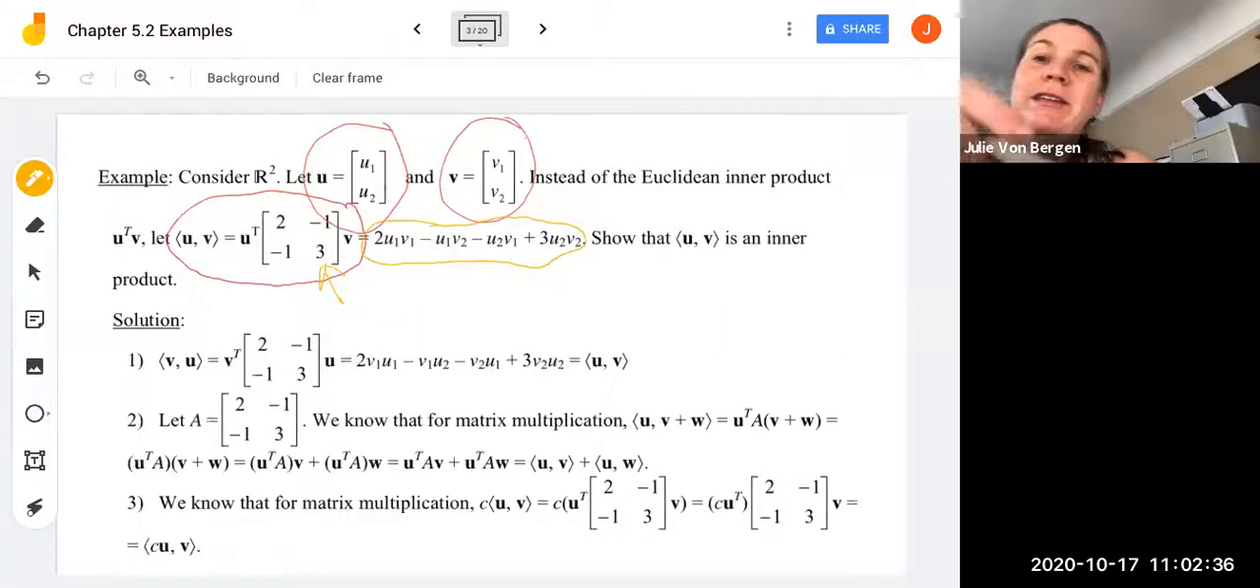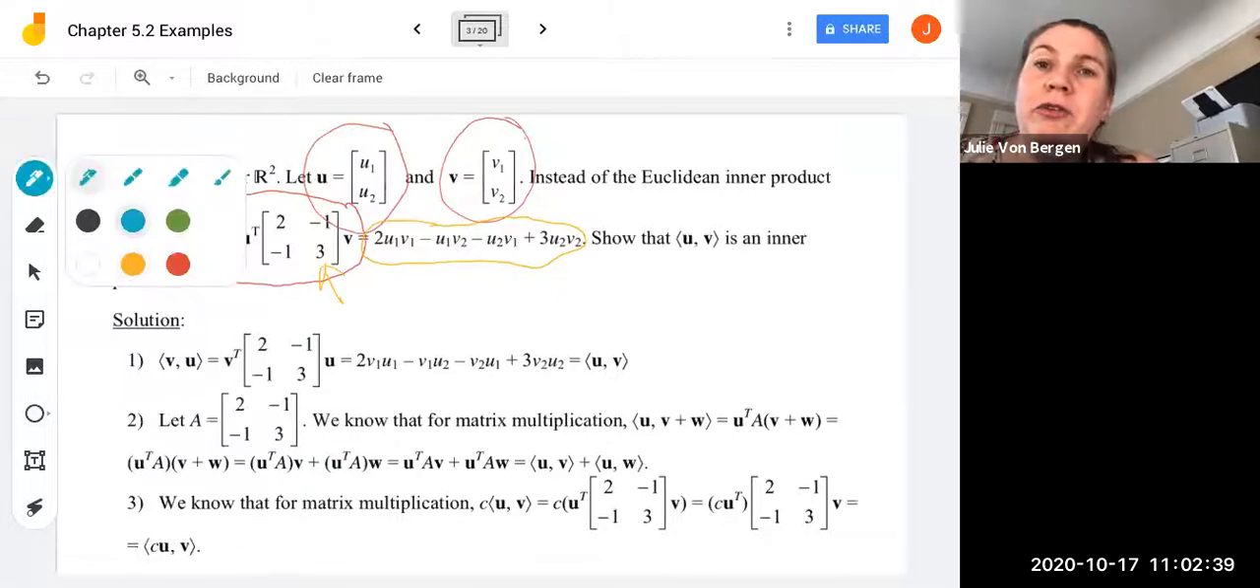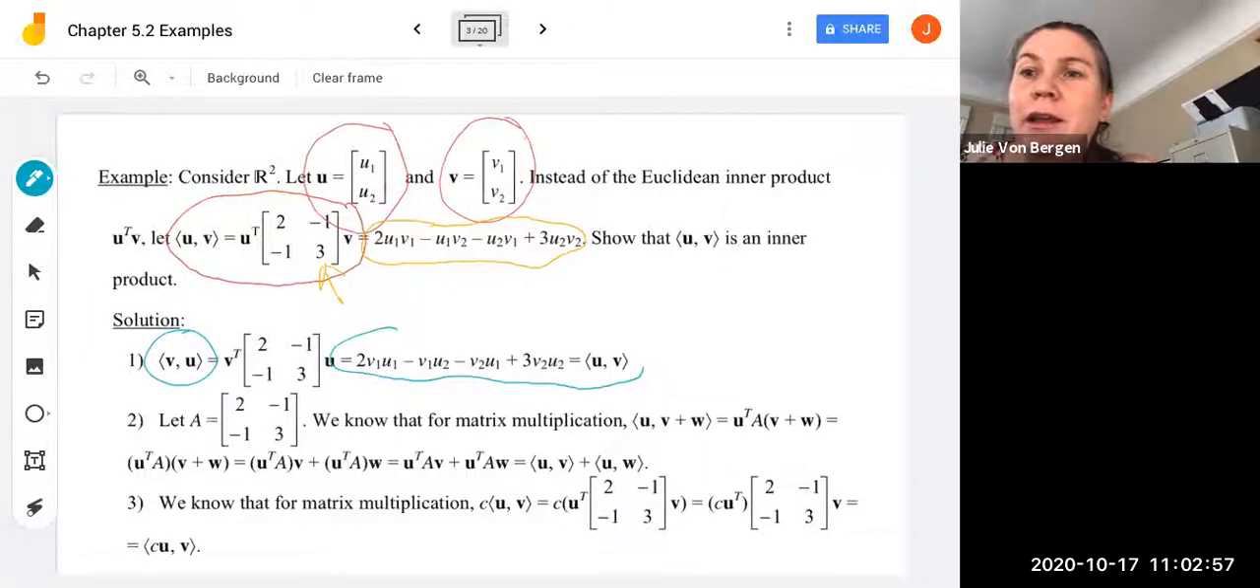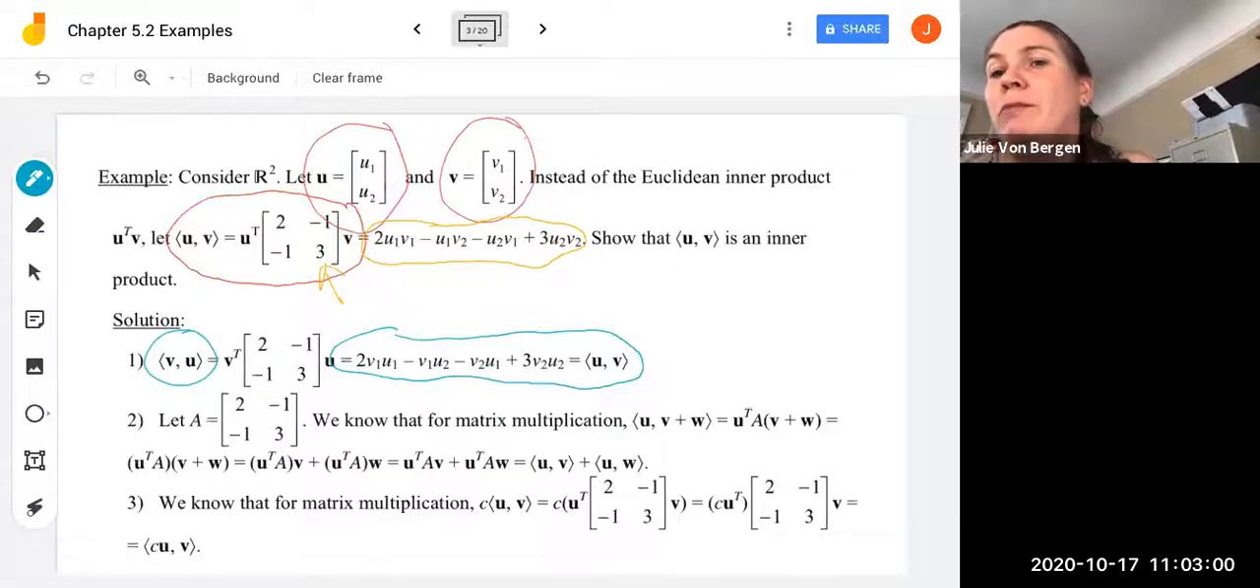Our first property is to check symmetry. We check the inner product of V and U in that order, because we know the inner product of U and V is what we've circled in yellow. So we have V transpose multiplied by our matrix 2, -1, -1, 3, multiplied by U. That works out to 2 V1 U1 minus V1 U2 minus V2 U1 plus 3 V2 U2. Since we're in R2, these components are just real numbers, which we can multiply in any order. So these are equal to the inner product of U and V, and we have the symmetry property.